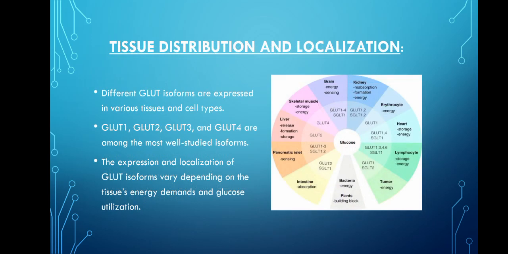Different GLUT isoforms are expressed in various tissues and cell types. GLUT1, 2, 3, and 4 are among the most well-studied isoforms. The expression and localization of GLUT isoforms vary depending on the tissue's energy demand and glucose utilization.